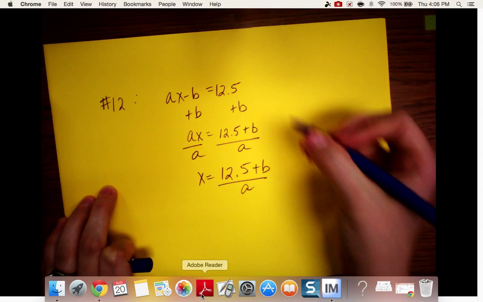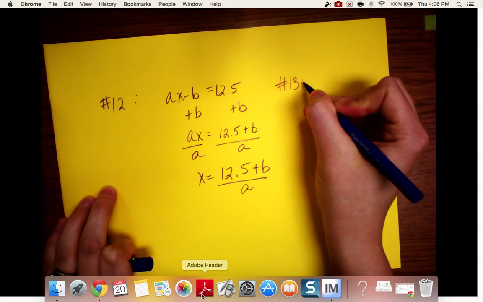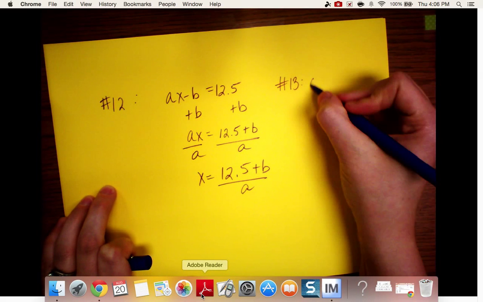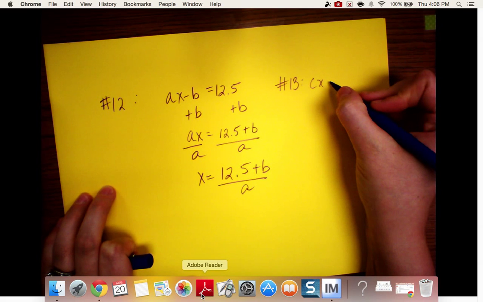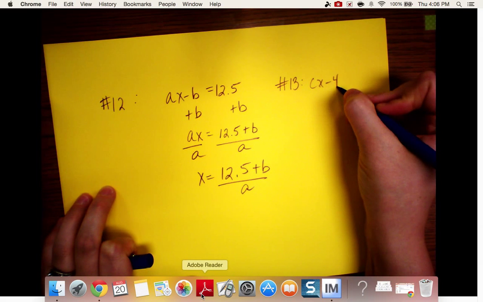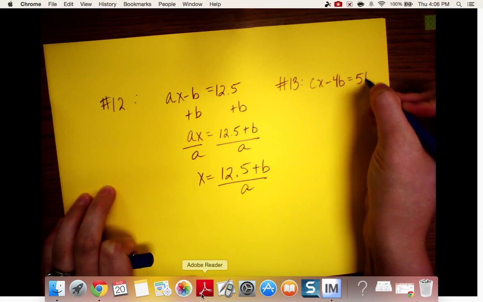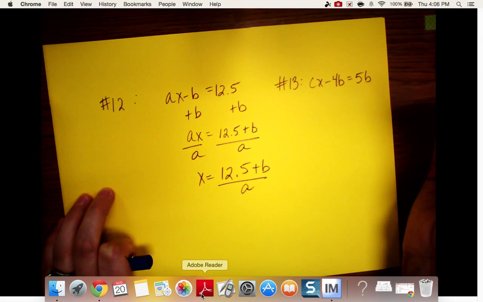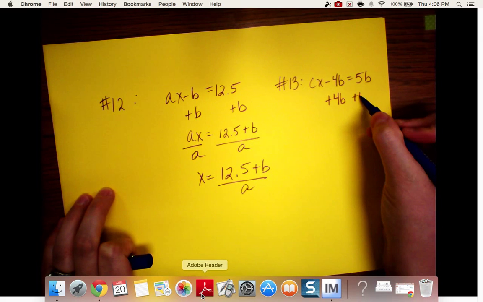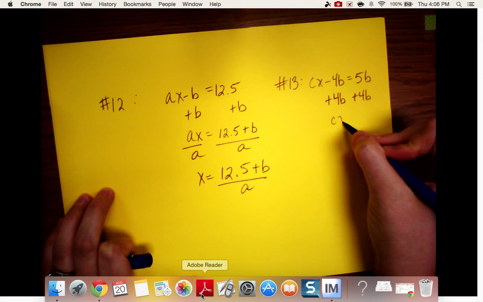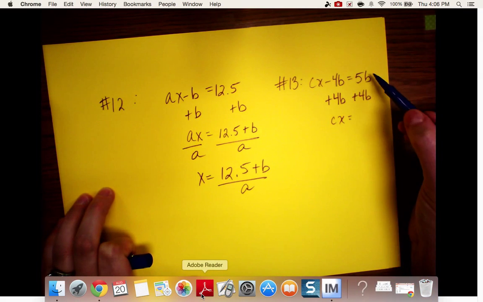Alright, so let's do number 13. And same information applies. A, b, and c are non-zero constants. So cx minus 4b equals 5b. So I'm going to add 4b, and what do you know?